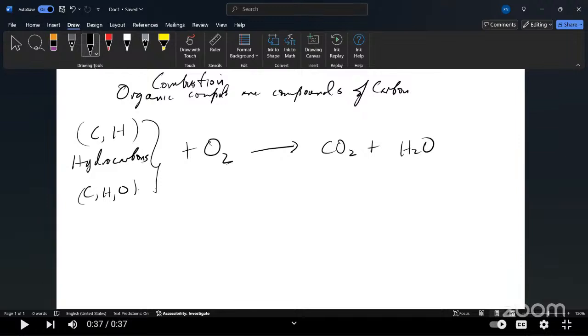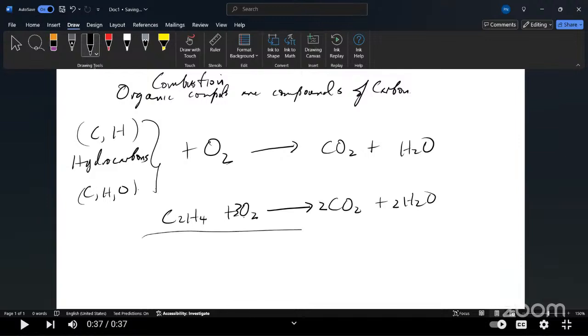So if I gave you any organic compound like C2H4, right? And I ask you to write down the equation for the combustion of C2H4. All you have to do is add your oxygen on the left side, draw your arrow, and then put the products, CO2 plus H2O. And then the only thing you have to concern yourself with after that is balancing it. So to balance this, you're going to need a 2 here, and you're going to need a 2 here, and then 2, 4, 6. You're going to need a 3 here. And this will be the answer, right?